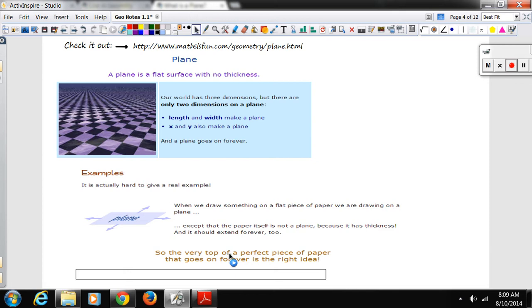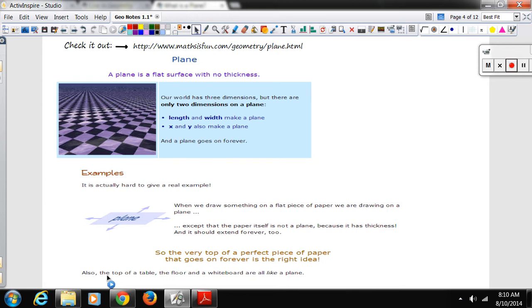So the very top of a perfect piece of paper that goes on forever is the right idea for a plane. Also, the top of a table, the floor, and a whiteboard are all like a plane. Just the top of it, not the thickness of it. You can't say the thickness of your desk or the table, but you could say just the top of it would be the plane. Again, pause the video if you need to.